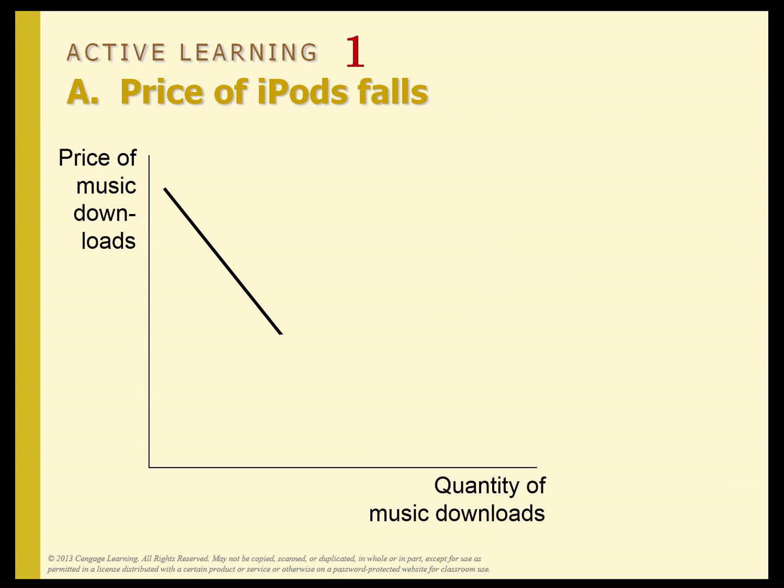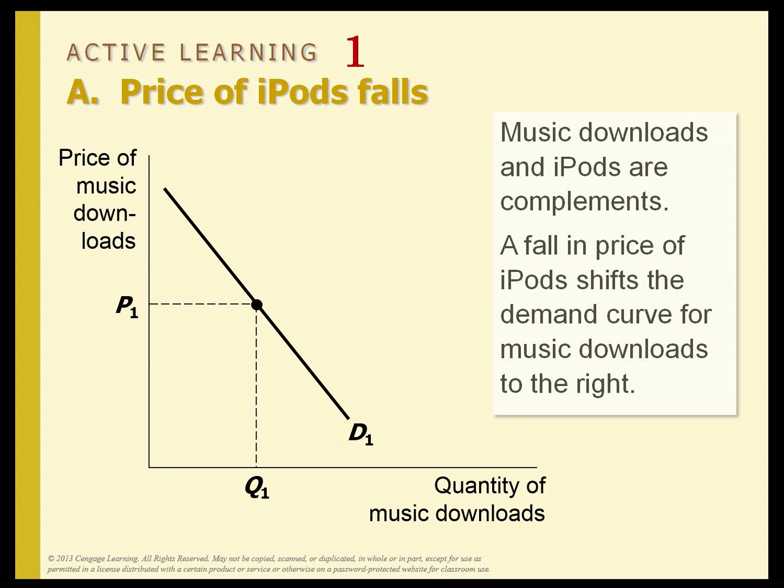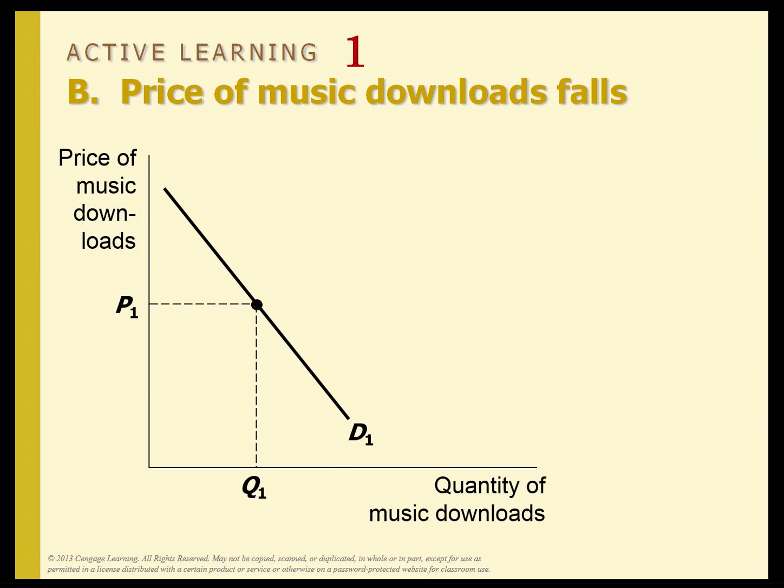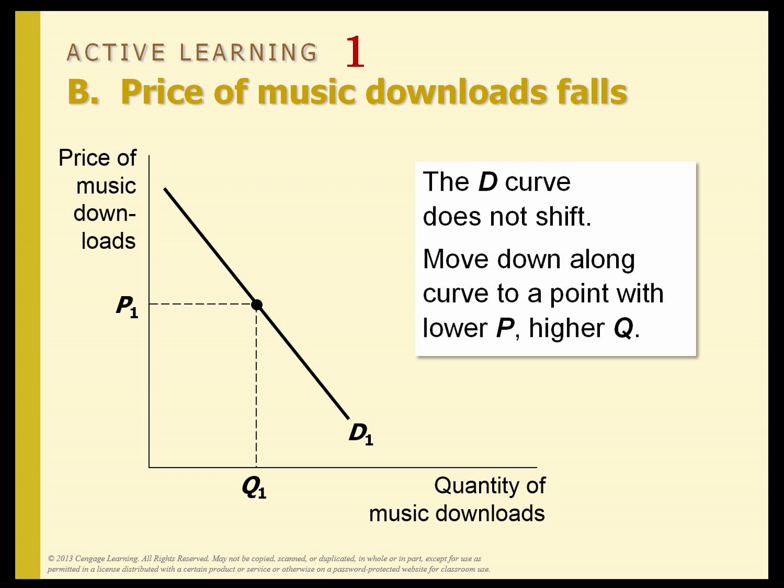All right, if the price of an iPod falls, here's what's going to happen. They're complements, so if iPods get cheaper, people are going to want to download more music because they're going to have perhaps more iPods now, and it's going to make the demand curve shift up. Now let's say the price of a music download falls. Remember, this is not a shift in demand. This is just something sliding along the demand curve because it's price. Anytime price is changing, that does not change the demand curve. You just slide along it, and you come to a new point on it.